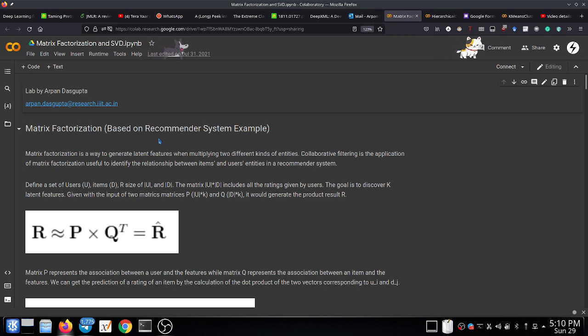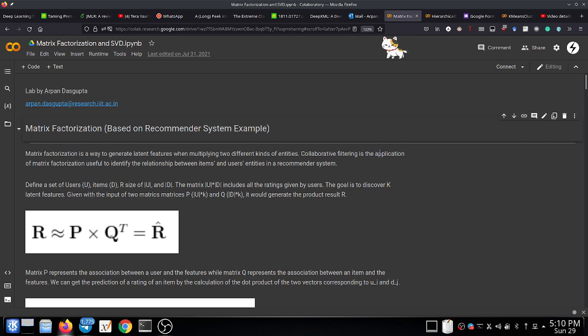Unsupervised module 7, lab 3, which is basically on matrix factorization and SVD. Last time we talked about other unsupervised techniques like k-means and hierarchical clustering. So now we will briefly go over matrix factorization and SVD.